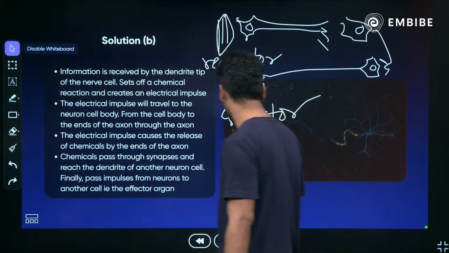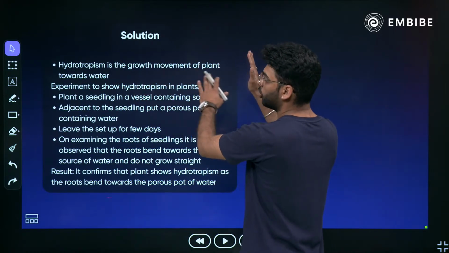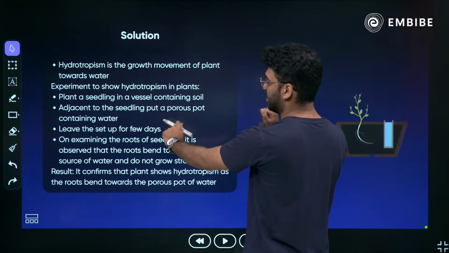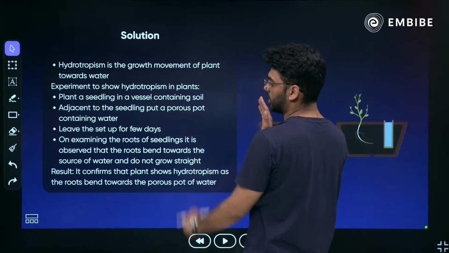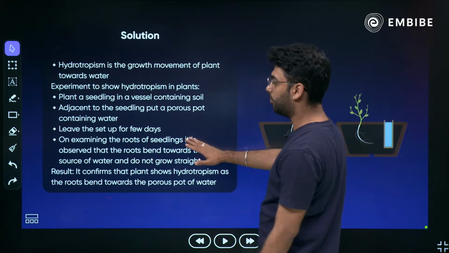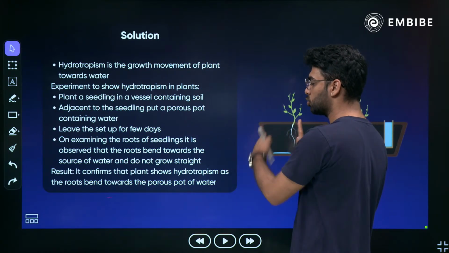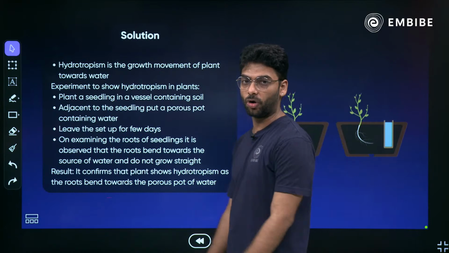What is the second part of the question? It is based on hydrotropism. Hydrotropism is the growth of a plant towards water. The experiment is to plant a seedling in a vessel containing soil. Adjacent to the seedling, put a porous pot containing water. Leave the setup. On examining the roots, you will see that the roots bend towards the source of water. They do not grow straight. It confirms that plants show hydrotropism.